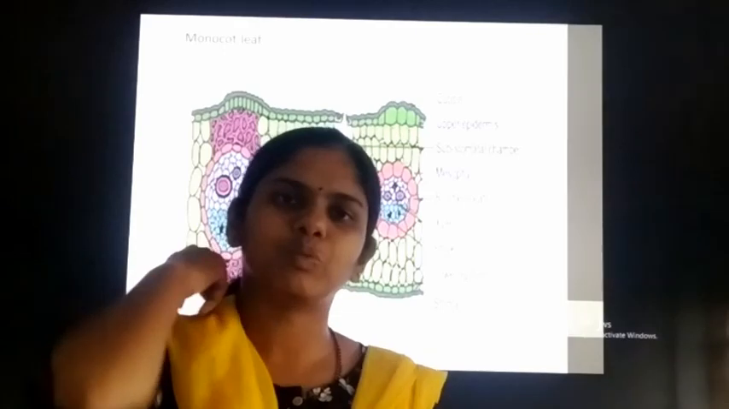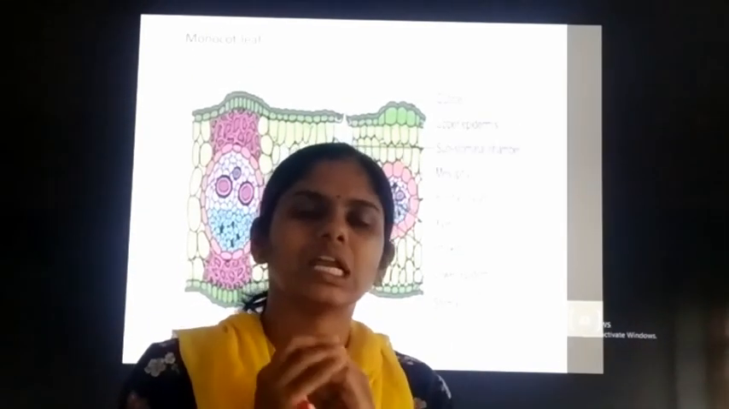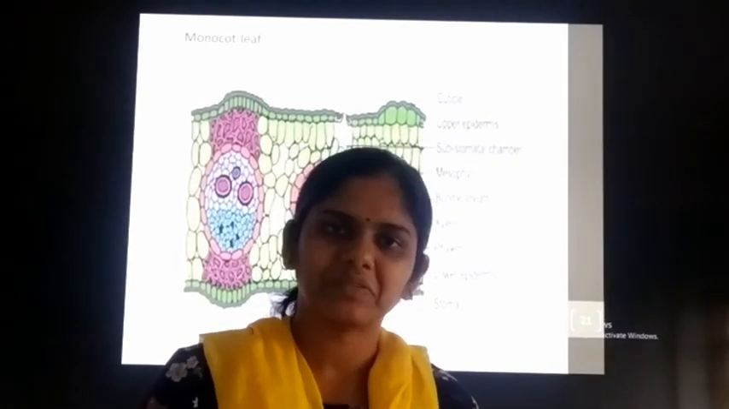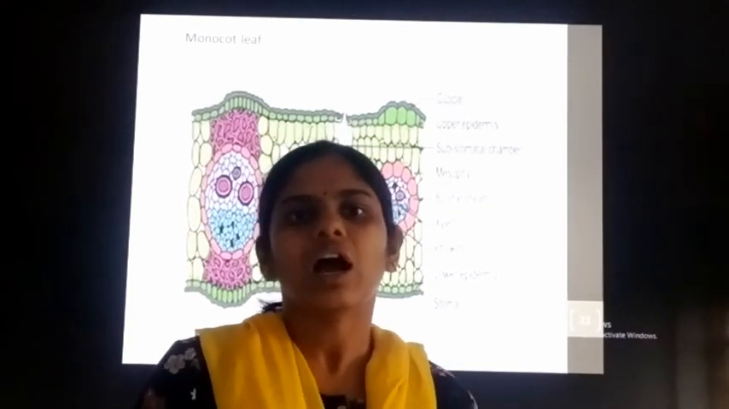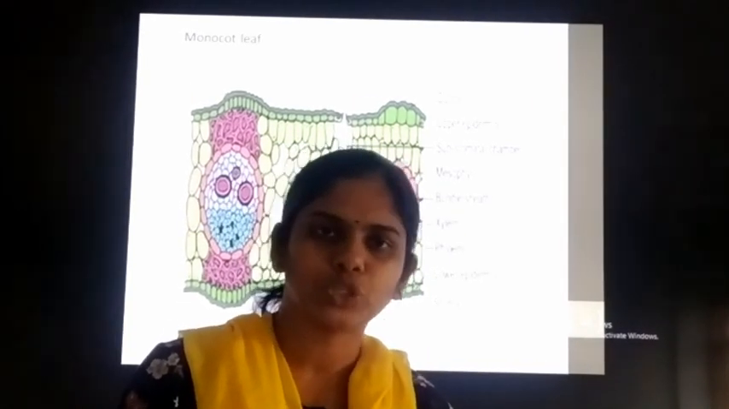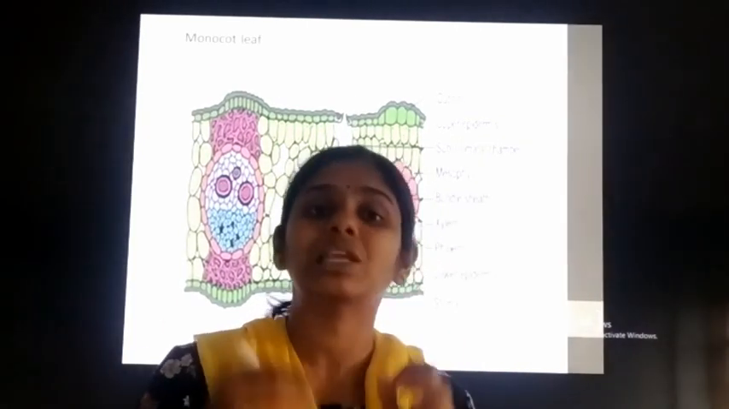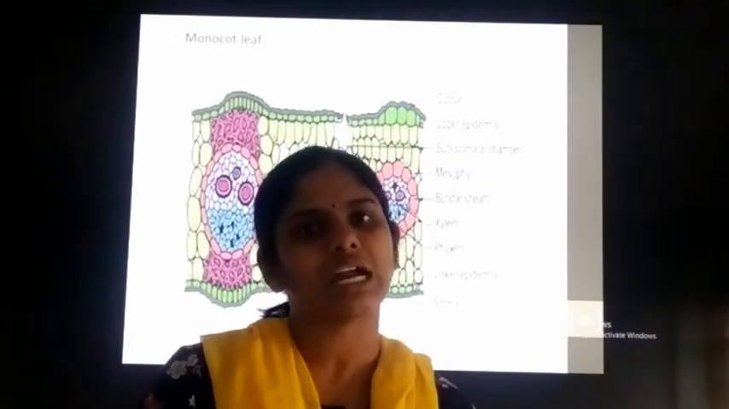Grass and maize. Both surfaces of the leaf are directly exposed to the sunlight. So that's why the monocotyledon leaf is called an isobilateral leaf. It is called iso, same, bi, two, lateral, sides. Both sides are equally exposed to the sunlight. So that's why it is called an isobilateral leaf.